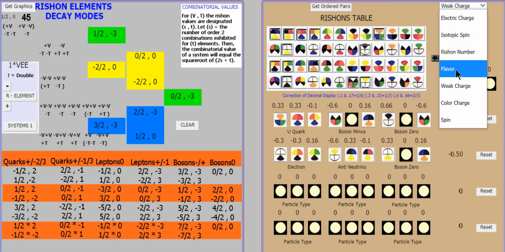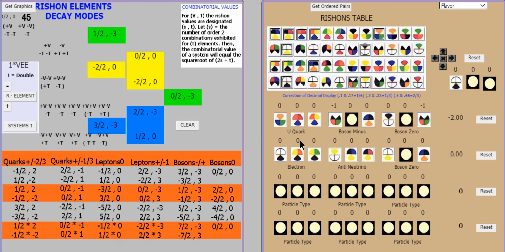And we can look at flavor. The U quark, of course, has a flavor of 0, whereas the W boson has a flavor of -1, which also puts a flavor of -1 on the S quark. Now, that -1 flavor charge is carried away in the disappearing boson 0. And we see that the electron, antineutrino and the Z boson also all have a flavor charge of 0.